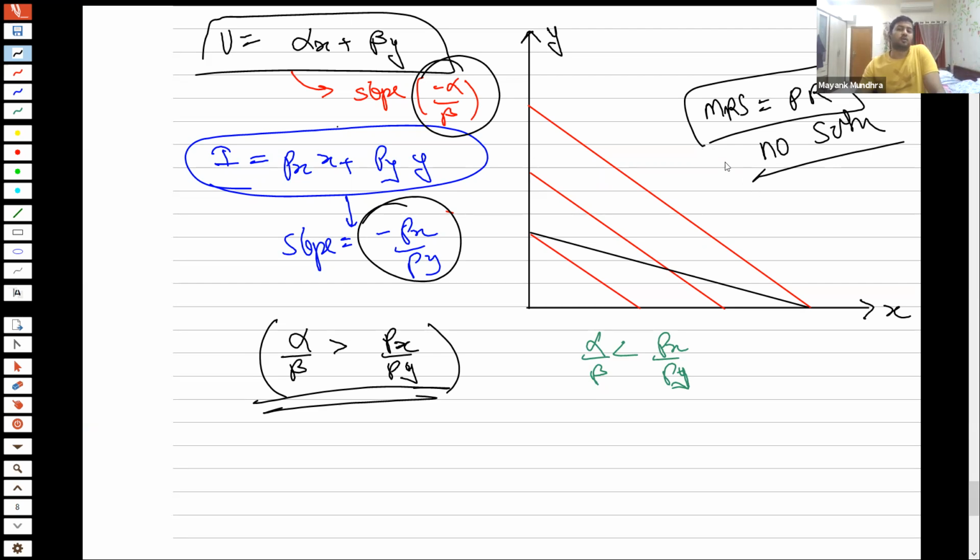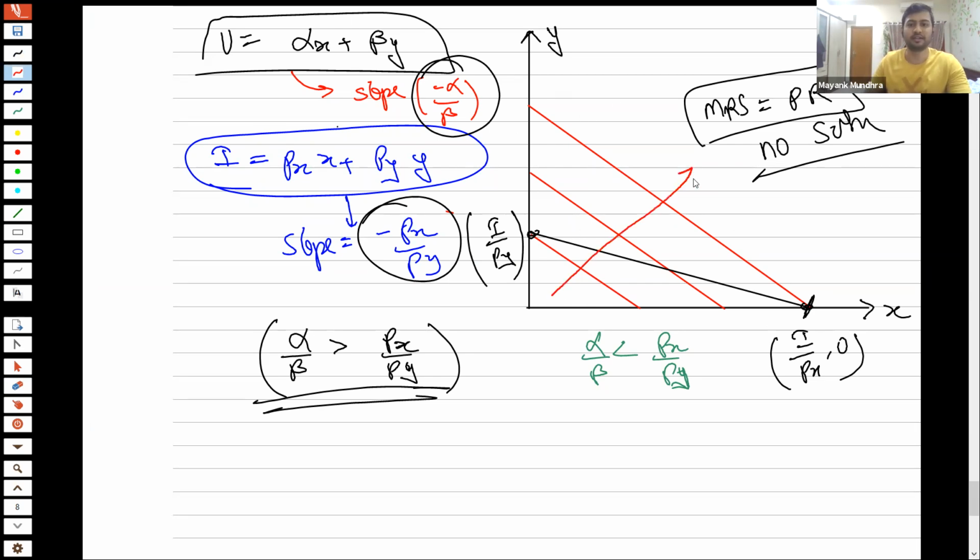Okay. So now I have to look at the corners. The corners of the budget line are essentially the x-intercept, which is I by px comma 0, and 0 comma I by py. So my next question is to Kashish. If my indifference curves look like this, they are increasing in upward direction. So this is, let's say, utility U0, this is U1, this is U2, and so on. This is the y-intercept, this is the x-intercept.